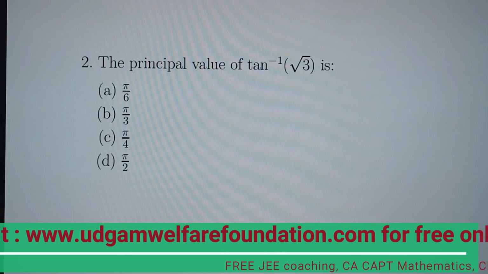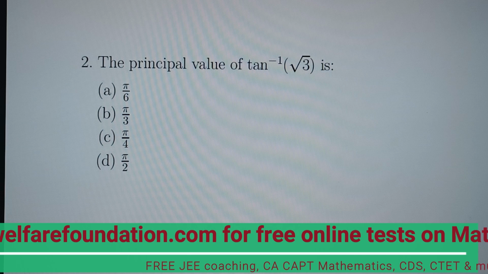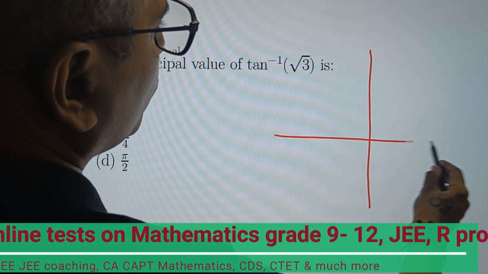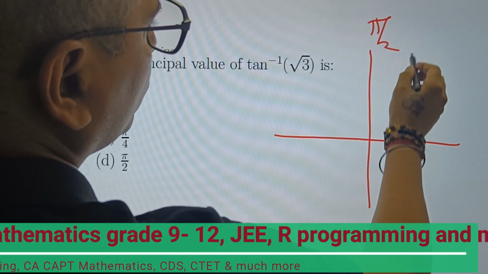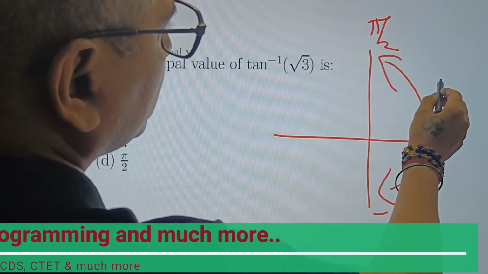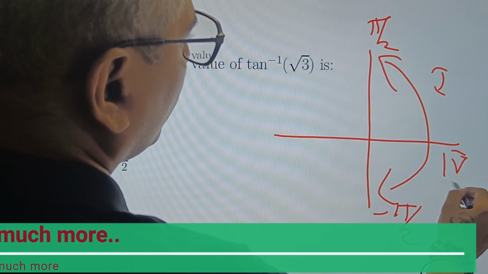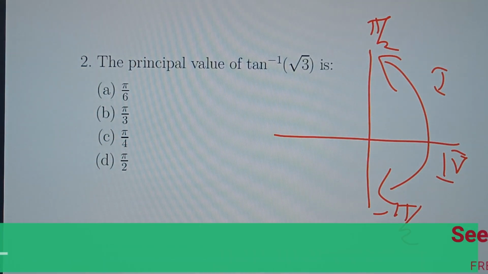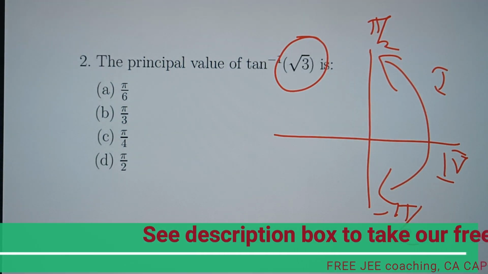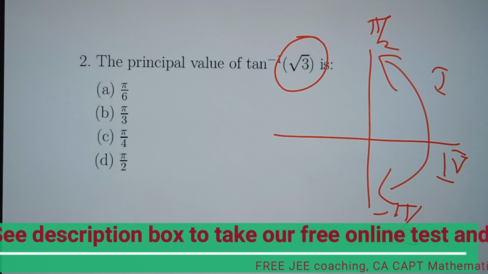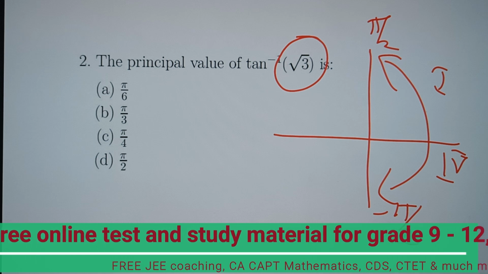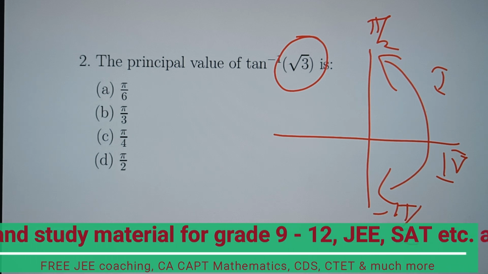So student, this is our next question: the principal value of tan inverse root 3. Where does tan inverse root 3 come? Between pi by 2 and minus pi by 2 here, right? So tan inverse comes here, that is the first and fourth quadrant. Now as this value, root 3, is positive, and you should memorize the values of the trigo table as well, like tan inverse 30, tan inverse 45, etc. You should memorize these thoroughly.